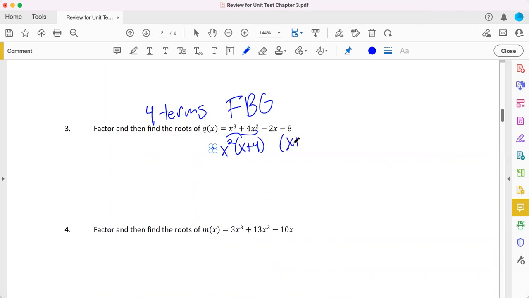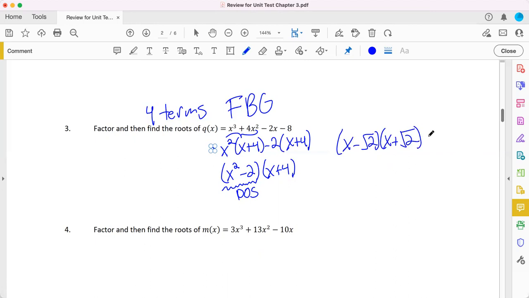If we did this correctly, x plus 4 should be seen again. -2 appears. Greatest common factors get their own little house, x squared minus 2. Another factor of x plus 4. This right here, difference of squares in disguise. So don't be afraid to say that it's x minus root 2, x plus root 2, and then x plus 4.